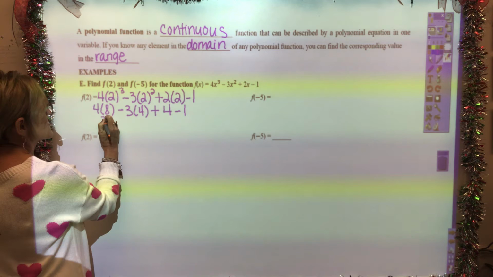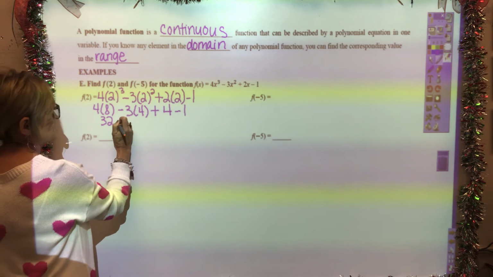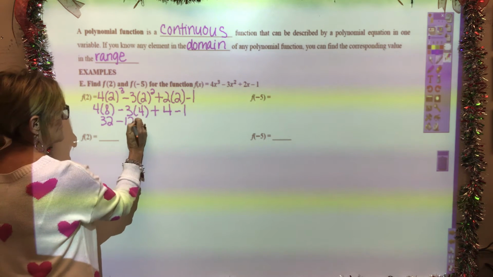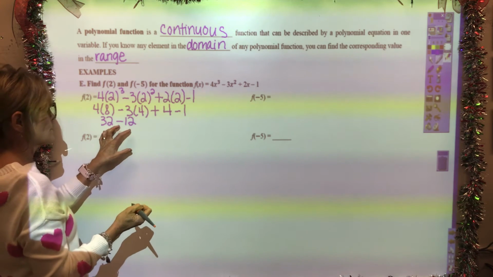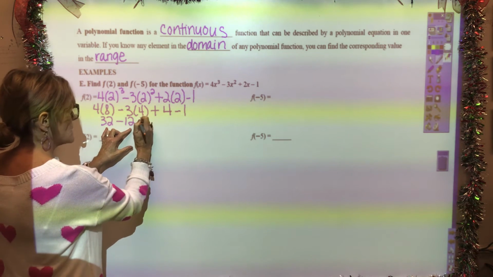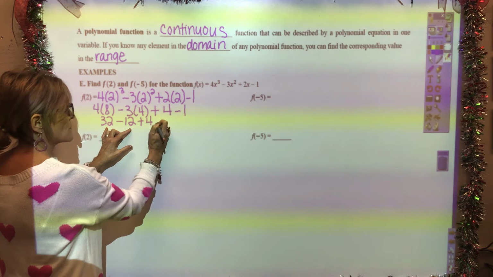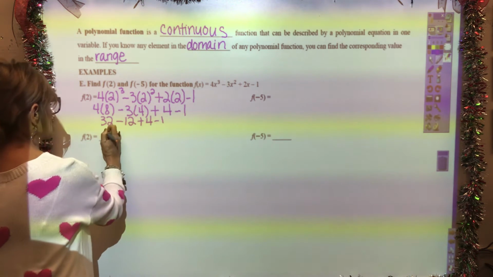4 times 8 would be 32. Then we would have minus 12. So let's kind of keep up as we go. That would be 20. Plus 4 would be 24. Minus 1 would be 23.